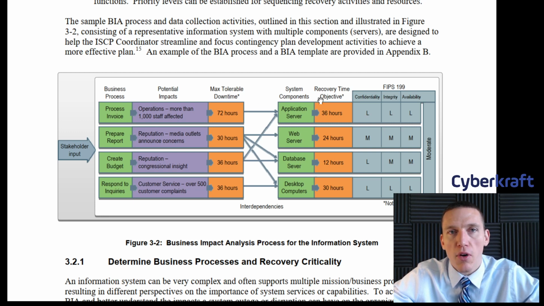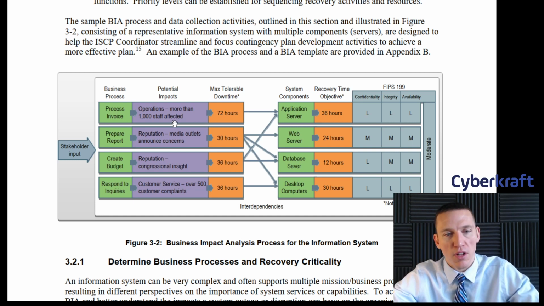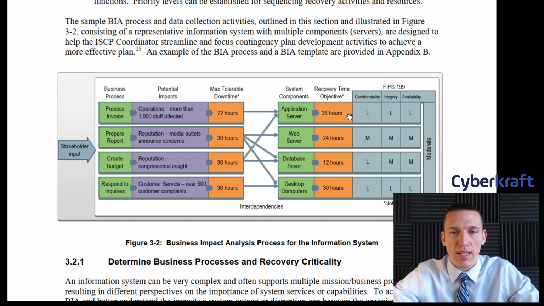Its system components, what's required to make those invoices, are the application server, and the recovery time objective on that application server is 36 hours. So of all of these processes here, you see the maximum tolerable downtime is the highest. The recovery time objective is the longest. And the risk category for this process is low, low, low for confidentiality, integrity, and availability.